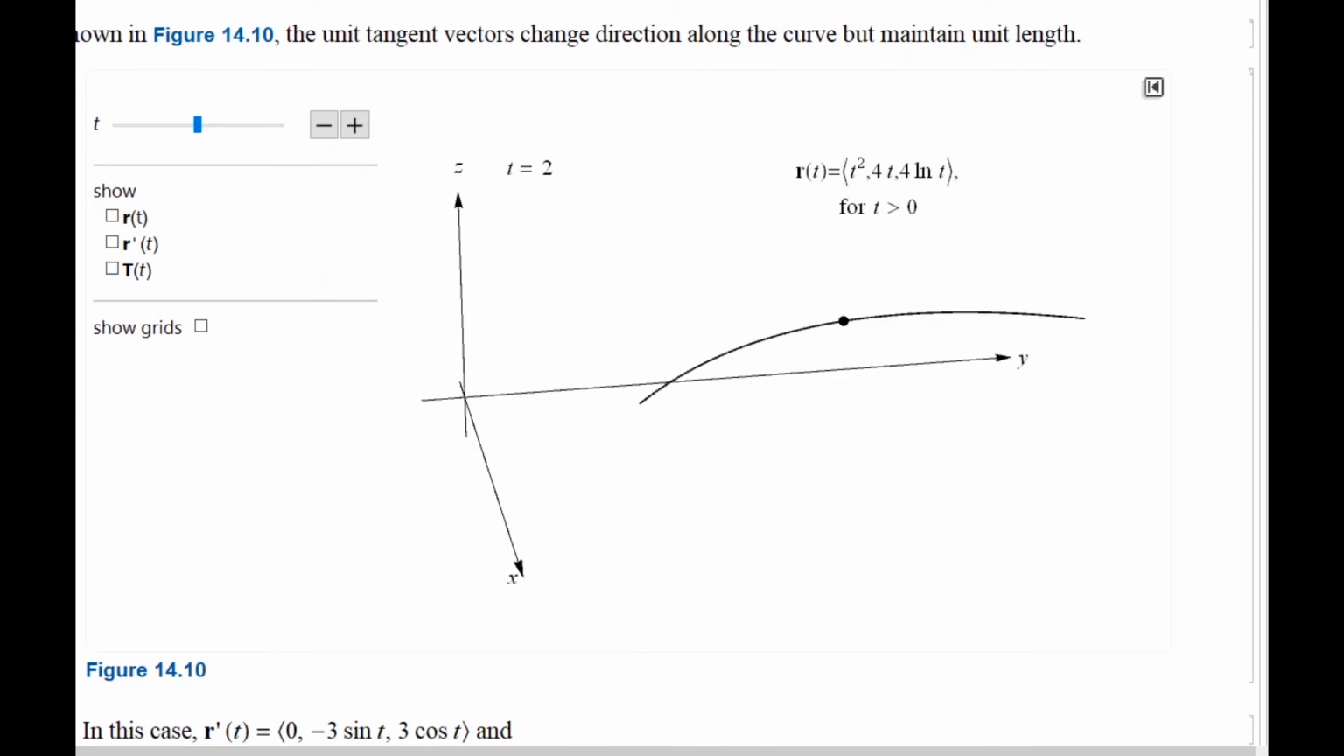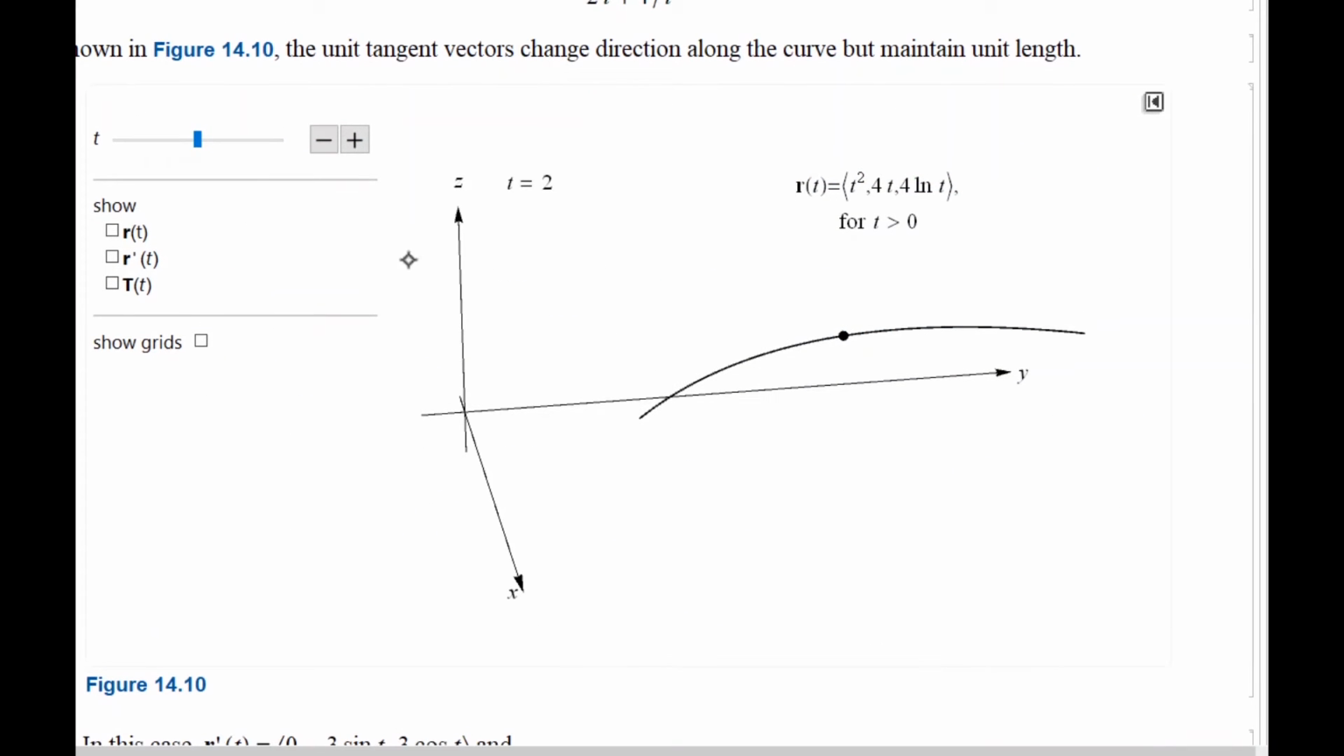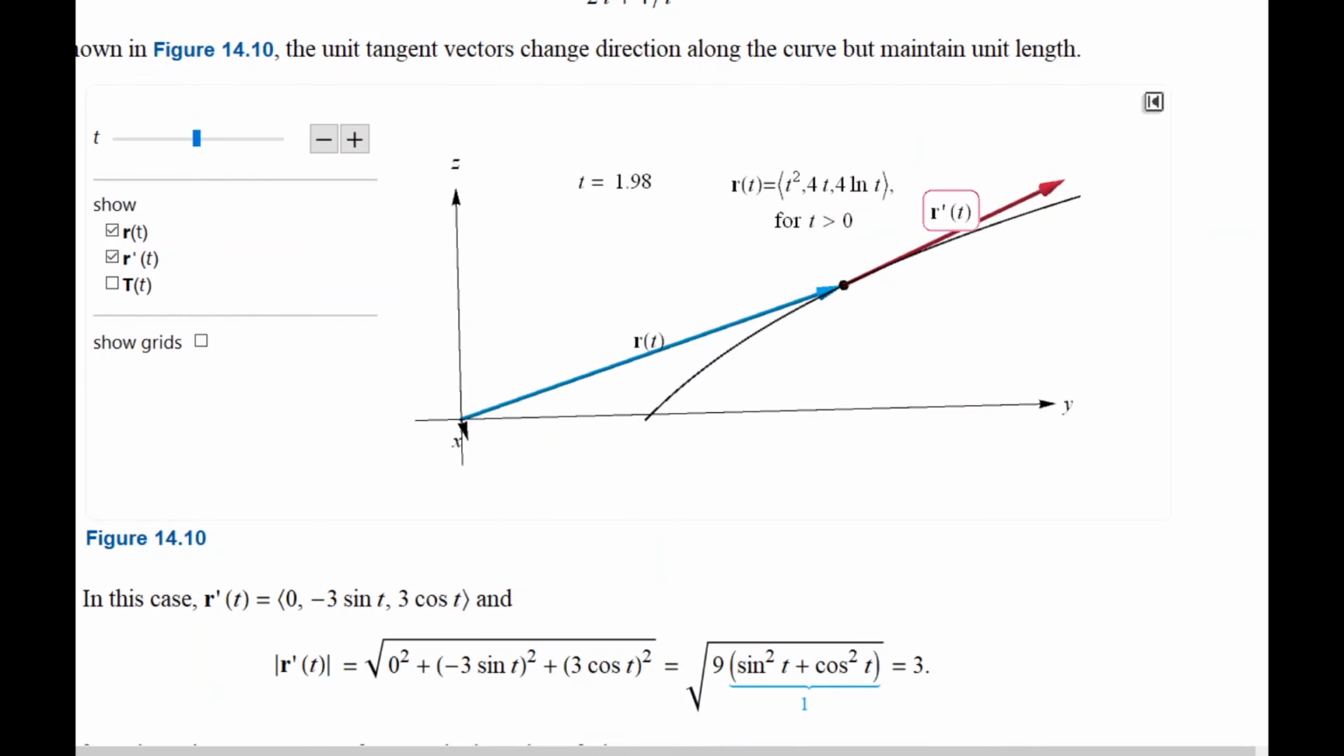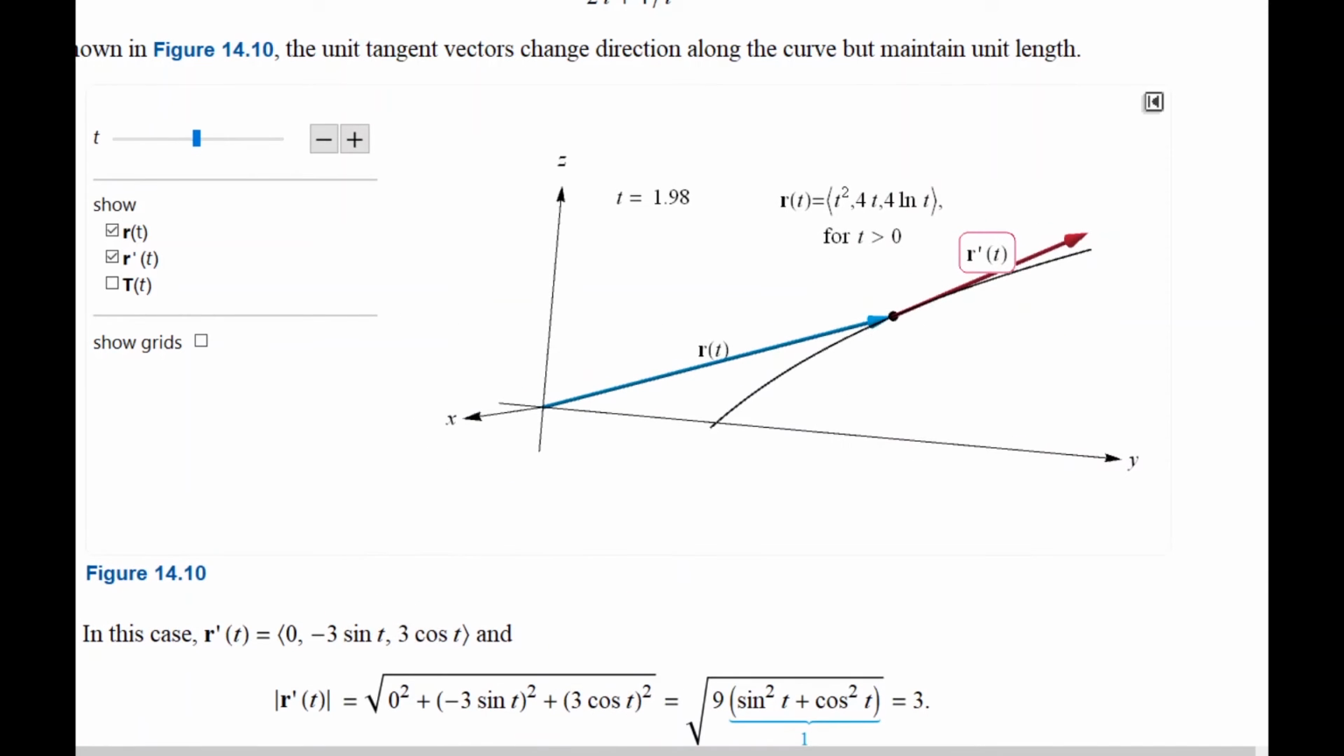So let's take a deeper look at this example. Here we have, say, the vector r of t. That's the vector function. Okay, for different t's, you get different vectors. We could then take a look at the derivative, which is always tangential to the curve. Okay, move this slightly. So this r prime then is always tangential to this curve.